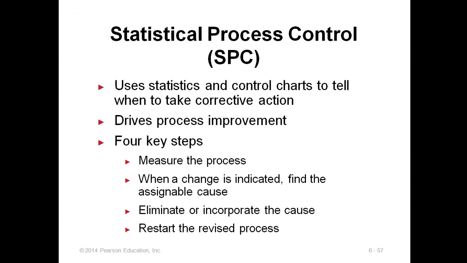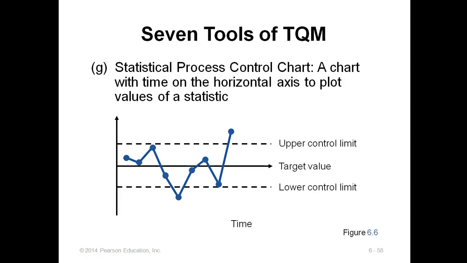The other tool is SPC, statistical process control. This uses the statistical control chart to tell when to take a corrective action. It drives process improvement. We have 4 key areas: measure the process, when change is indicated, find the assignable cause, and eliminate it. I would describe this in the next slide. This is how we have a target value.